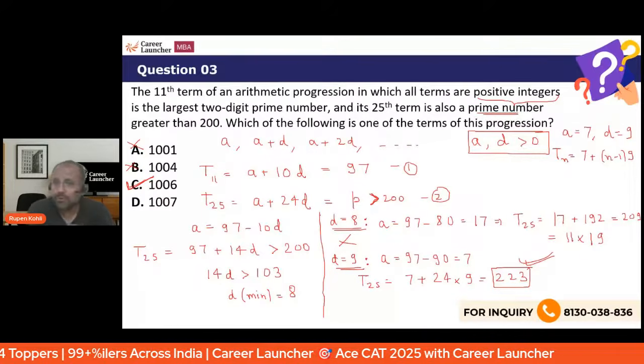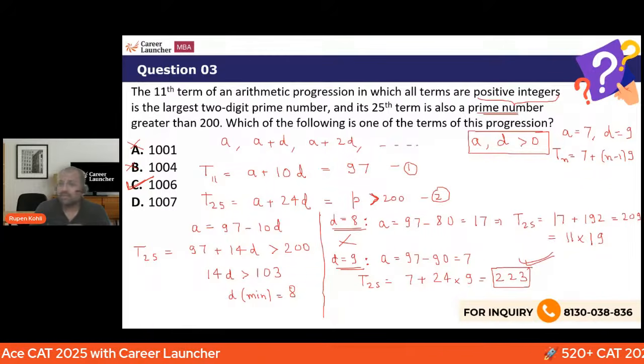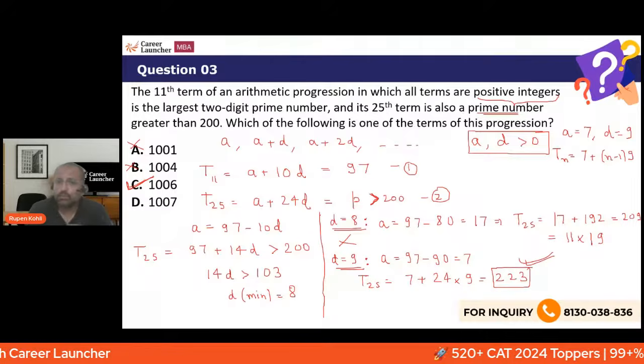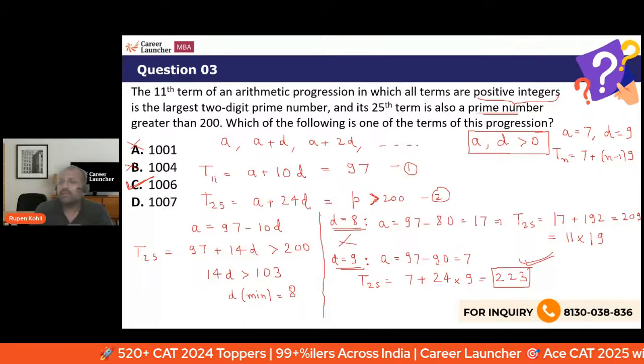A question full of multiple concepts: integer constraint, prime number, making the cases, doing the prime check, and finally getting the unique answer at d equal to 9. It works.